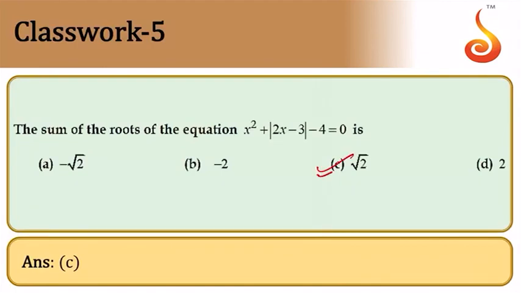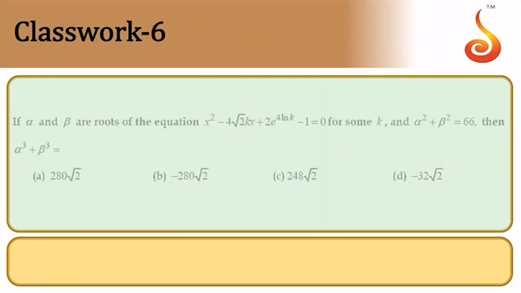Generally students make mistakes in this problem. Let's check our answer is correct. C, option root 2 is correct. So whenever mod is given, you have to break it into two parts. Two quadratic equations will come. This is example 5.